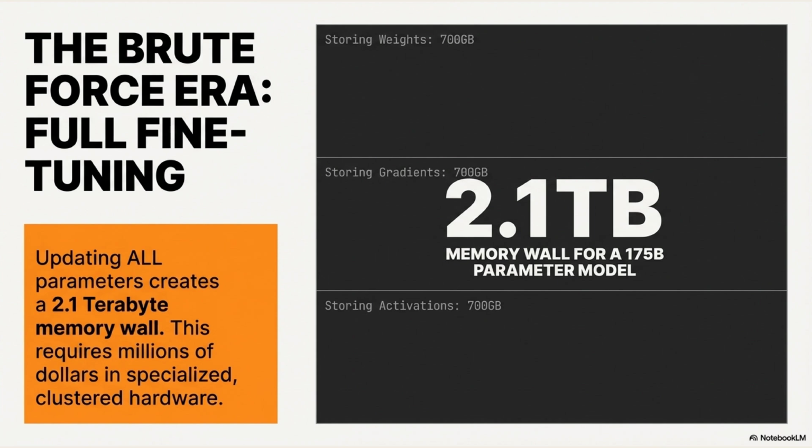The orange callout on the left makes the business consequence explicit. Updating all parameters creates a 2.1 terabyte memory wall, requiring millions of dollars in specialized, clustered hardware. And there's a second, more insidious problem the slide doesn't fully show: catastrophic forgetting.